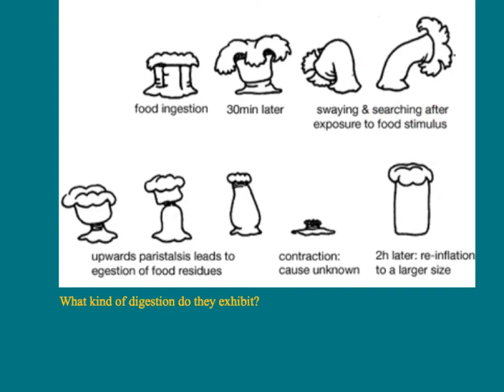to capture food. Once they ingest some food, you can see that there's a nice constriction right here where they are trying to draw food upward after they've digested it. So there's this upwards peristalsis that leads to the excretion or ingestion of the food residues, because remember, their mouth is the same as their exit pore, if you will.